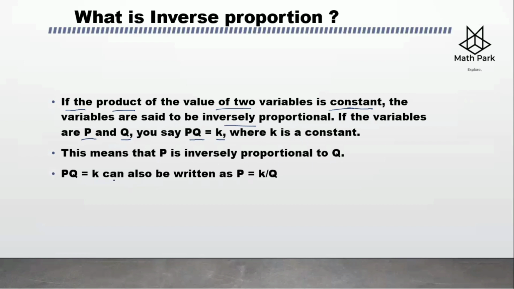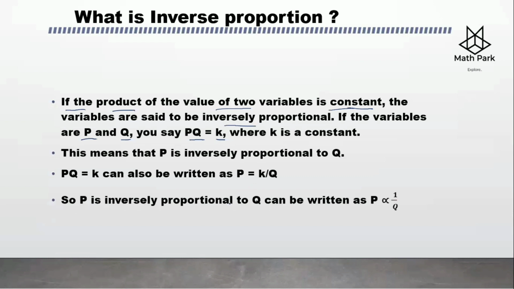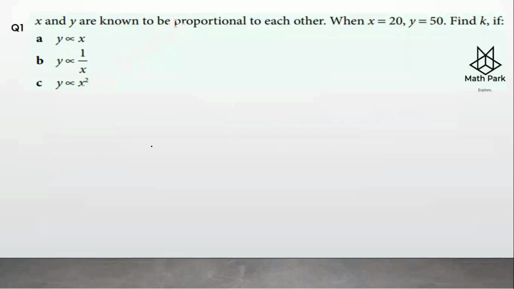So PQ is equal to K can also be written as P is equal to K upon Q. This Q moves here, P is equal to K upon Q. So P is inversely proportional to Q can be written as P is proportional to 1 upon Q. Got it? So let's start solving some problems.